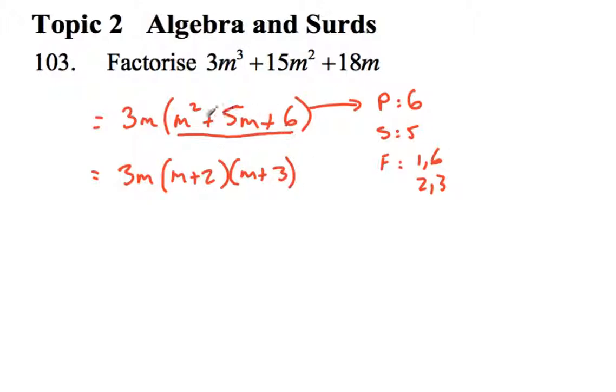So when you've factorised once, taken out something as common, see if you can keep going. That's one of the key bits here.